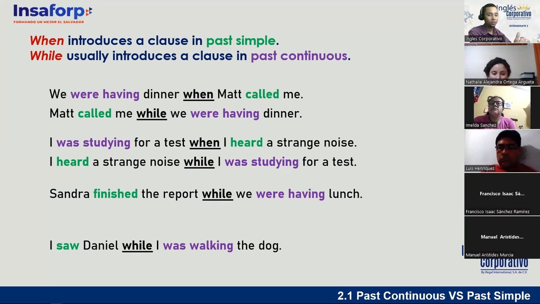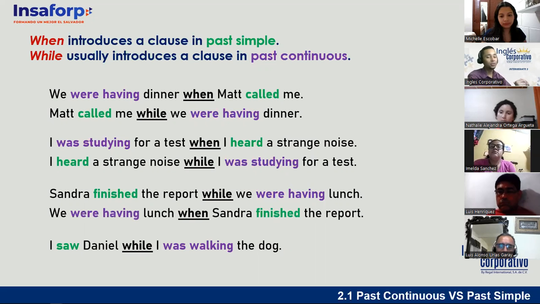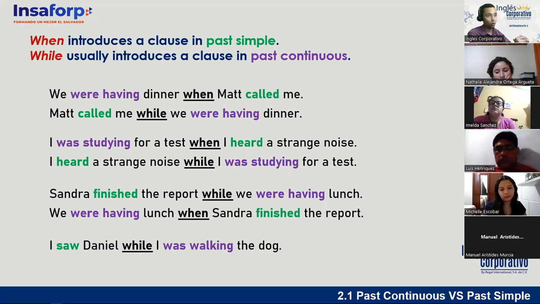What about the second one? Sorry, not the second one, the third one. Sandra finished the report while we were having lunch. Sandra terminó el reporte mientras nosotros estábamos almorzando. So Sandra finished the report while we were having lunch. How do you say this sentence, but using when? Michelle. We were having lunch when Sandra finished the report. That is correct. Very good. We were having lunch when Sandra finished the report. Great. That's how it is.